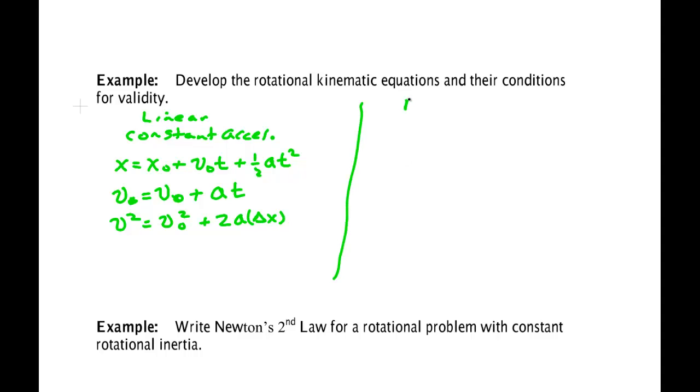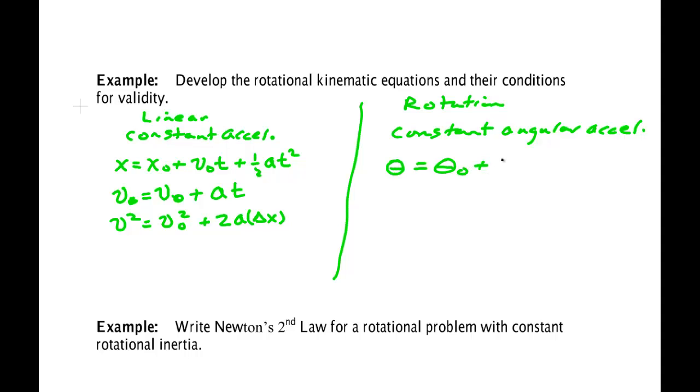Now we want the similar rotation. You have to have constant angular acceleration for these equations to be true. And the equation is you replace x with its equivalent, which is theta. And the angular position is equal to the initial angular position plus the initial angular velocity times time plus 1/2 the angular acceleration times time squared.